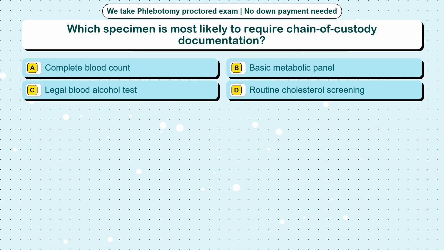Question 20. Which specimen is most likely to require chain of custody documentation? Option A, complete blood count. Option B, basic metabolic panel. Option C, legal blood alcohol test. Option D, routine cholesterol screening.